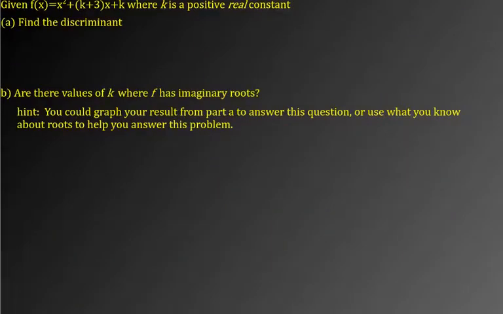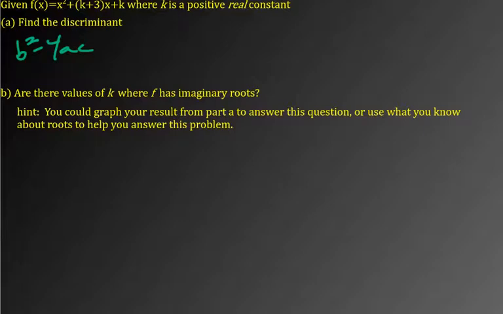All right, so let's just do another one. It's kind of similar but different. We've got a different quadratic this time. K is a positive real constant. And the first thing I want you to just do is find the discriminant. So the discriminant is just the b squared minus 4ac part, right?